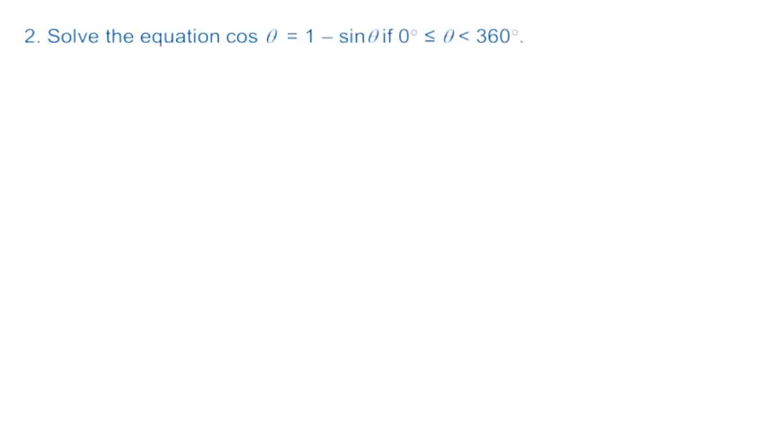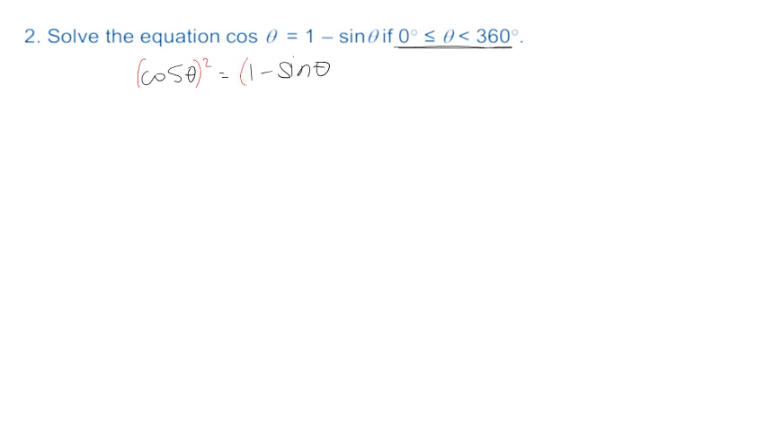Here's another question where we have to be a little bit more creative with our methods for going about solving this. Notice that we're looking for an interval between 0 and 360. The problem is this, that cosine of theta I can't turn into sine of theta, and sine of theta on its own I can't turn into cosine of theta. So I need to be a little bit more creative. Here's an extra strategy that you might try.